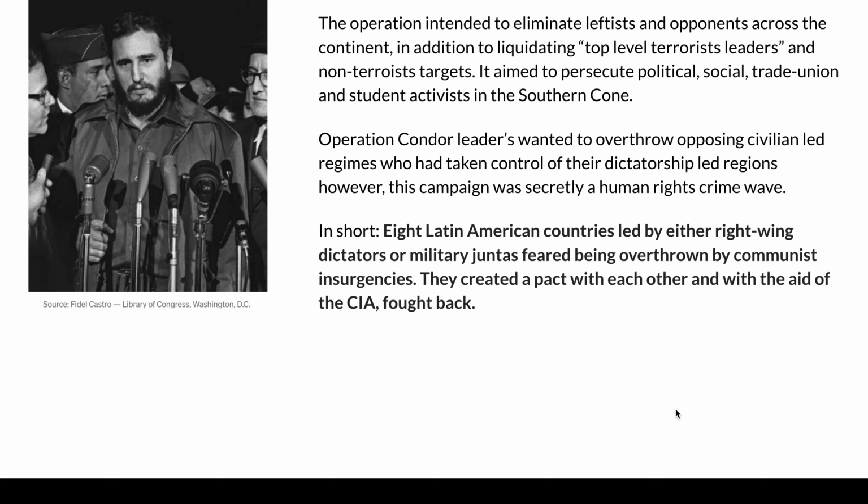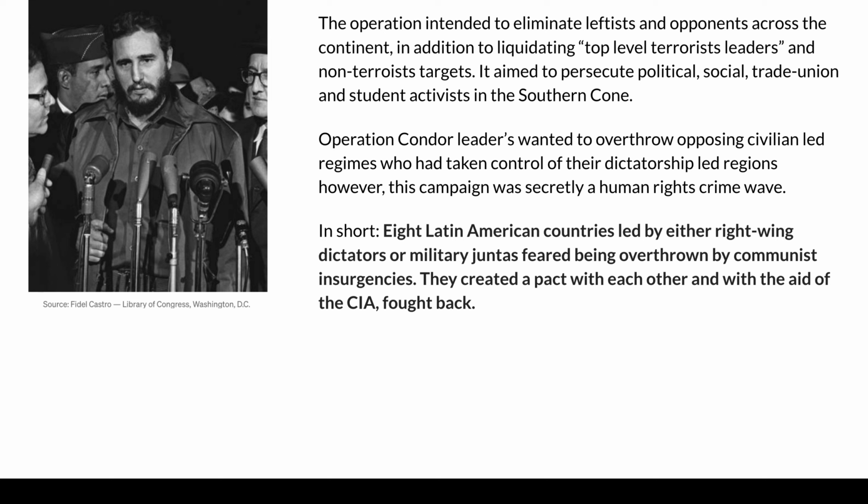So, what happened during Operation Condor? What was its purpose? The operation intended to eliminate leftists and opponents across the continent in order to quote unquote liquidate top level terrorist leaders. It aimed to persecute political, social, trade union, and student activists in the Southern Cone.